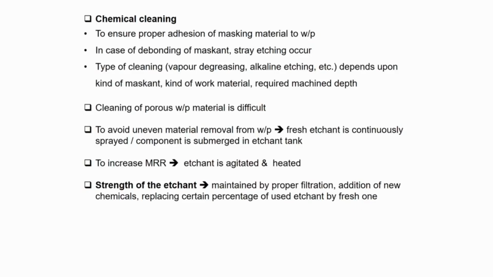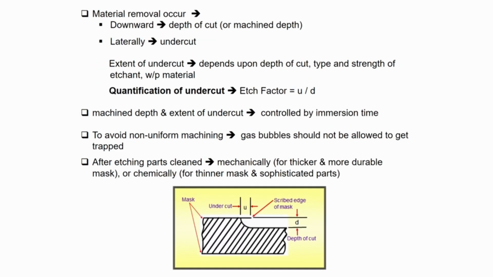So to avoid uneven metal removal rate, fresh etchant is continuously sprayed on the component, or the component is submerged into the etchant tank. Metal removal occurs either in the downward direction or laterally. So you can see this is the metal removal rate in the downward direction. This gives you the depth of cut, and this is the maskant layer here.